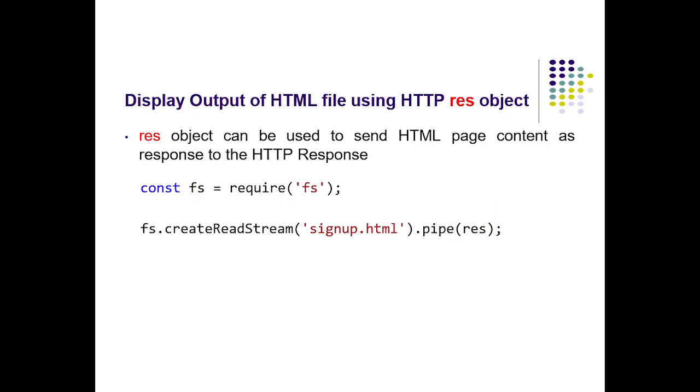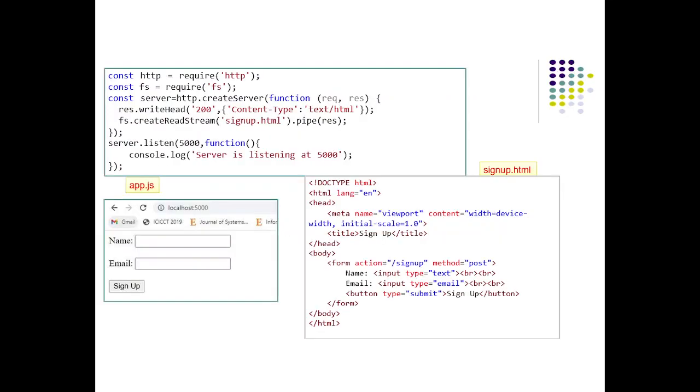To display the output of an HTML file using the HTTP response object, as you can see, the response object can be used to send HTML page content as the HTTP response. It is received as an HTTP request and responded to as an HTTP response. As you can see, const fs equals require fs, then fs.createReadStream is reading out that HTML file and creating a response. Here is an example for this.